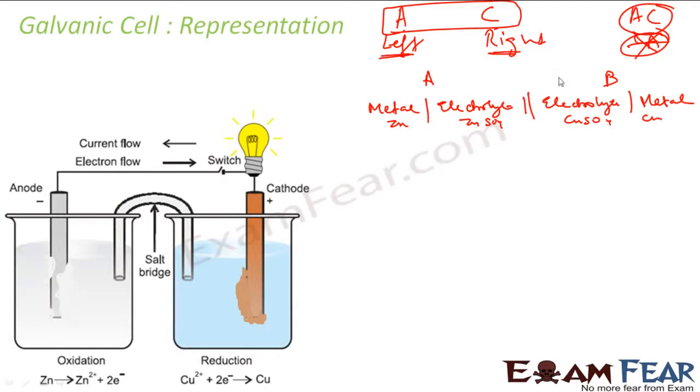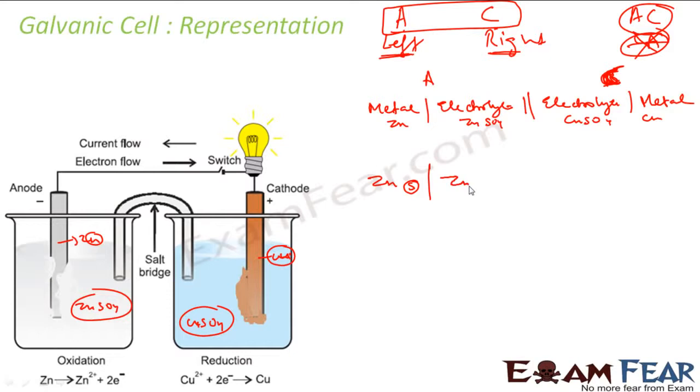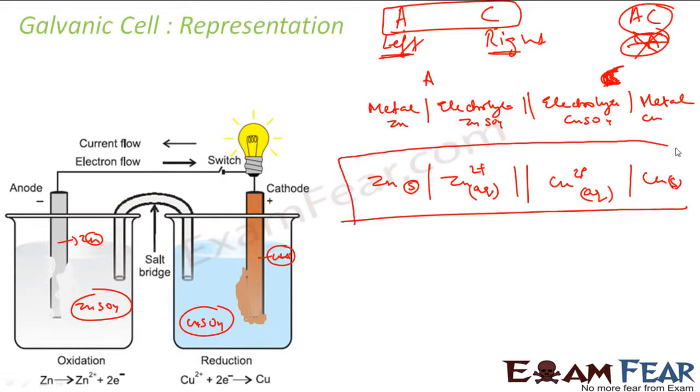So if you see, anode, I have zinc and zinc sulfate. And cathode, I have copper and copper sulfate, the blue solution. So I'll represent this as zinc solid, then Zn2+ in aqueous form, and then a double slash, Cu2+ in aqueous form, and then I have copper solid. So that is the representation of a galvanic cell. Anode comes first and then cathode. Correct? So this is the representation for this Daniel cell actually. Daniel cell is also nothing but a type of galvanic cell.